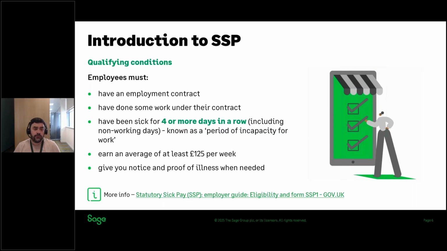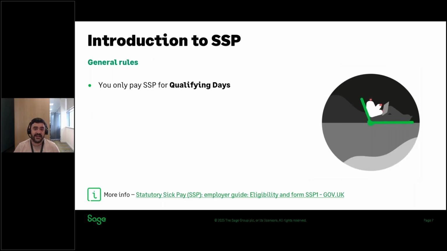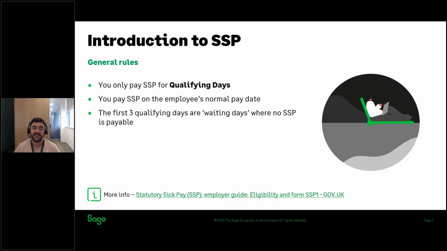A few of the general rules when it comes to processing SSP: the SSP payment is only paid for an employee's qualifying days, which are the days that the employee would normally work. So it could be their contracted days. You'd pay them the SSP on their normal pay date, the same way as wages. But the first 3 qualifying days that an employee is off sick are known as waiting days, and there is no SSP payment for those first days. So in essence, statutory sick pay kicks in from the 4th qualifying day the employee is off sick.